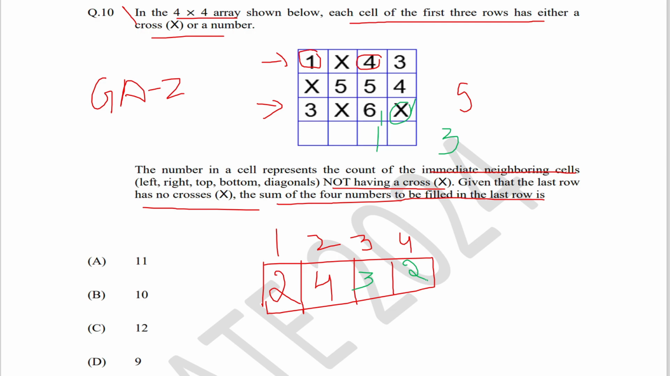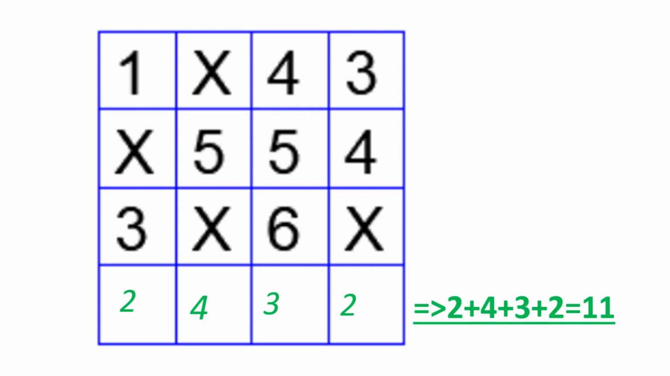So the final answer will be the sum of the 4 numbers to be filled in the last row. That is 2 plus 4 plus 3 plus 2, which is nothing but 6, 9 and 11. Hence option A is the answer. So this is the final matrix we get after solving the problem.